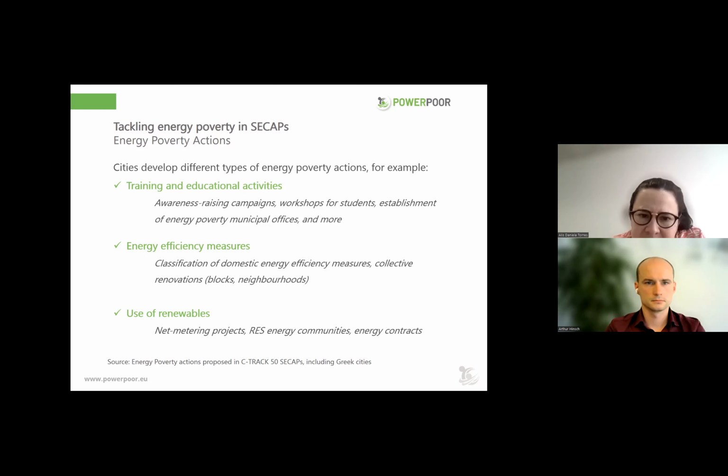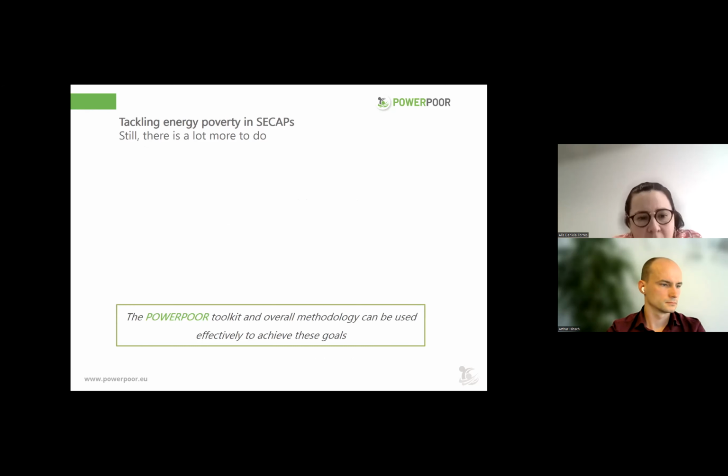These energy poverty actions vary from city to city, but in general, we have training and educational activities. We have energy efficiency measures, specifically in some cities at neighborhood level. And of course, most of the cities are promoting the use of renewable energy also to alleviate energy poverty. So depending on how strong the energy poverty problem is, cities are working on it.